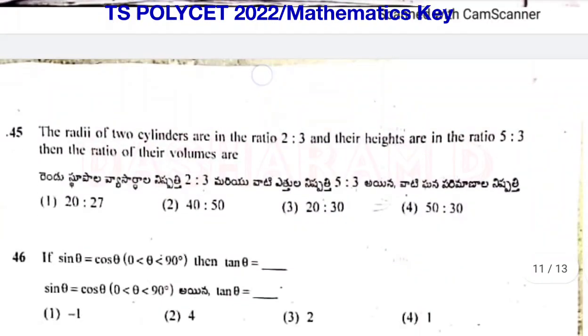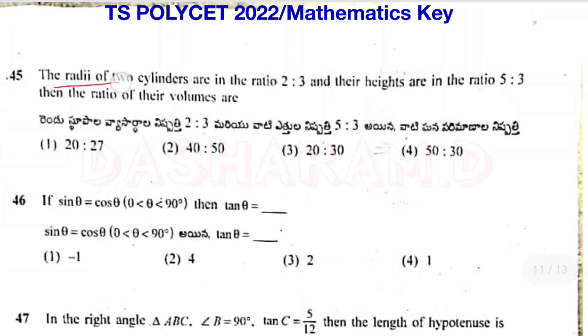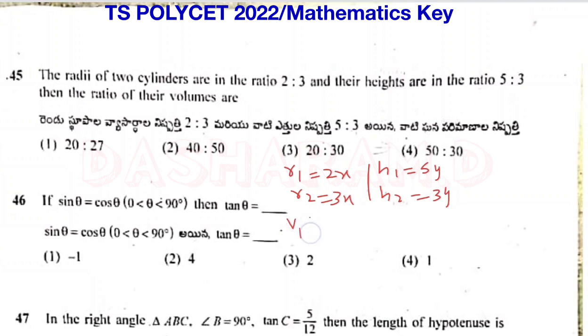Next to question number 45. The radii of two cylinders are in the ratio 2:3 and their heights are in the ratio 5:3. Then the ratio of their volumes is? So take R1 as 2x, R2 as 3x. Heights H1 as 5y, H2 as 3y, and the ratio of their volumes V1 is to V2.